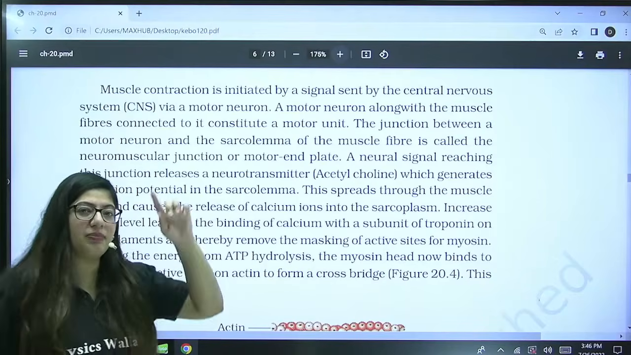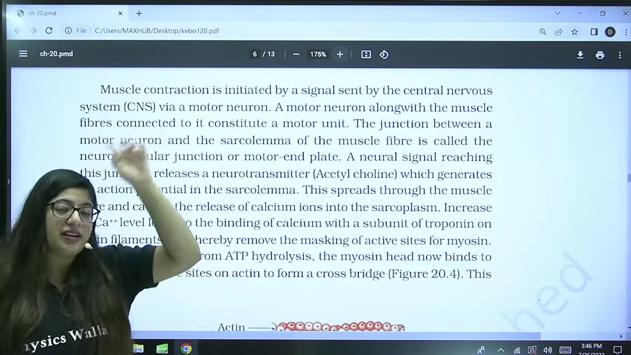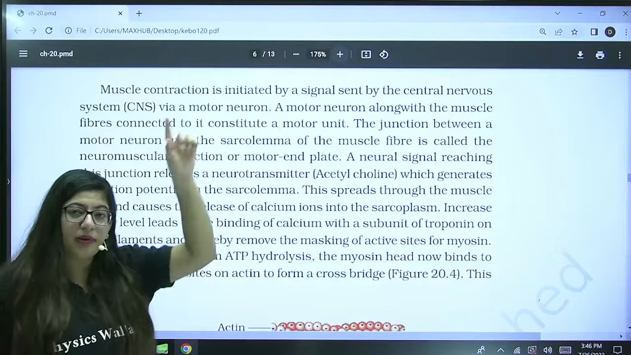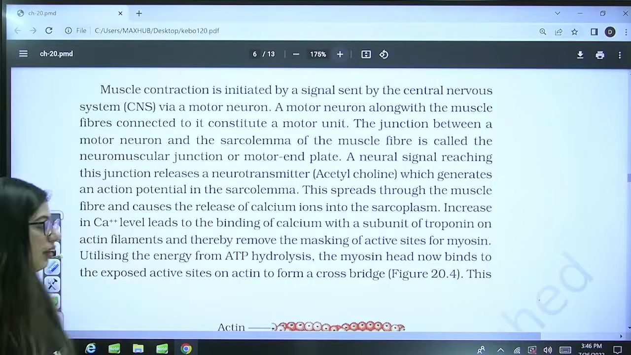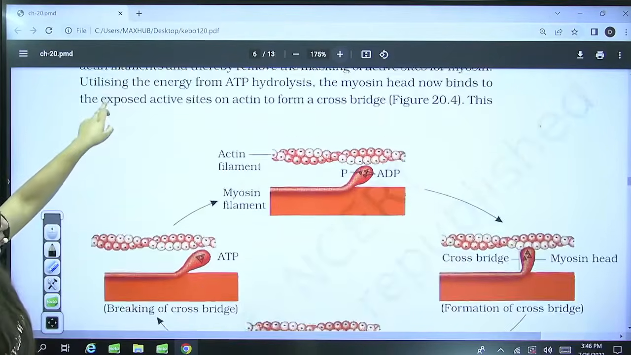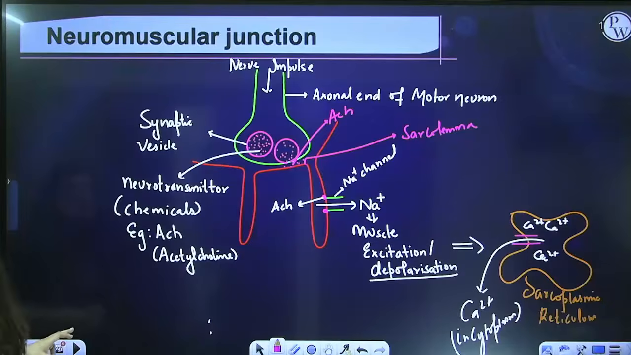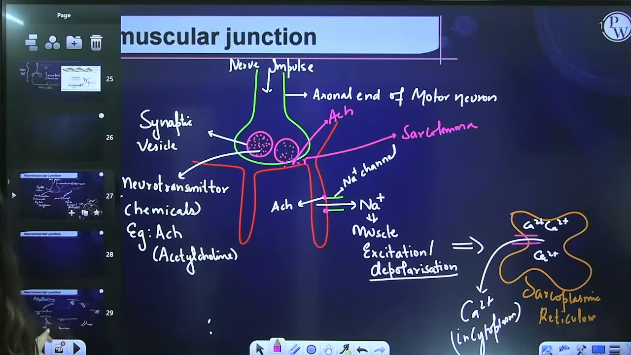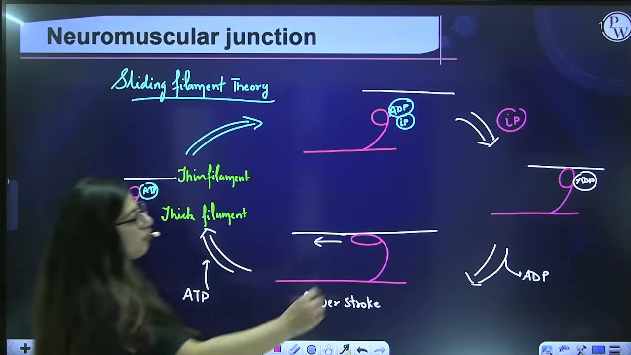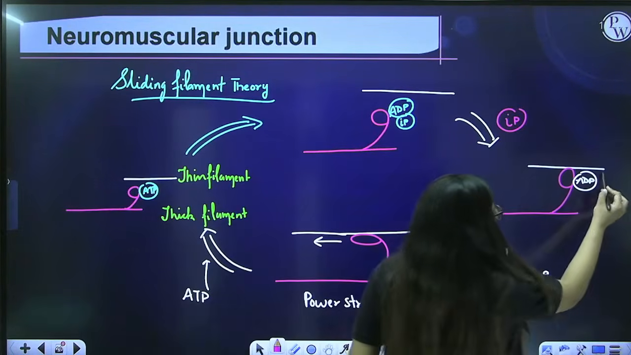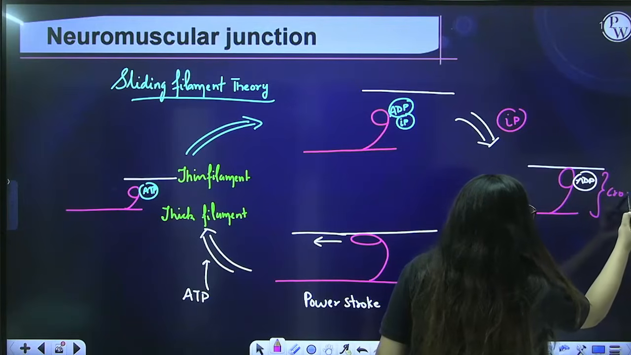Now the myosin head will bind to the myosin binding site on the actin, and what will be formed there? A bridge will be formed there. And what do you call that bridge? Cross bridge. So this is the diagram which is given in the NCERT. So this portion that will be formed here, guys, where thin and thick filaments are attached, you call it a cross bridge.